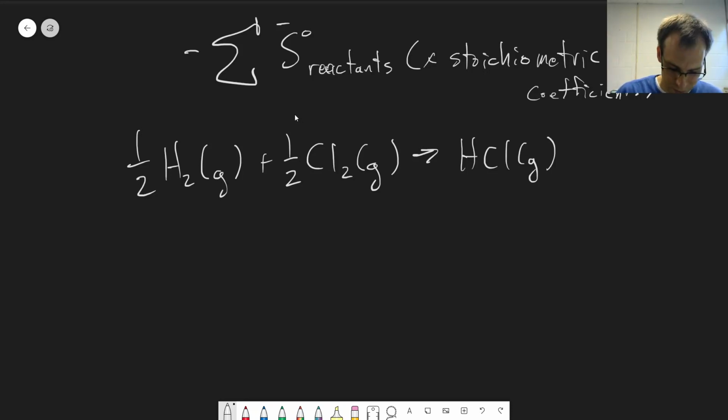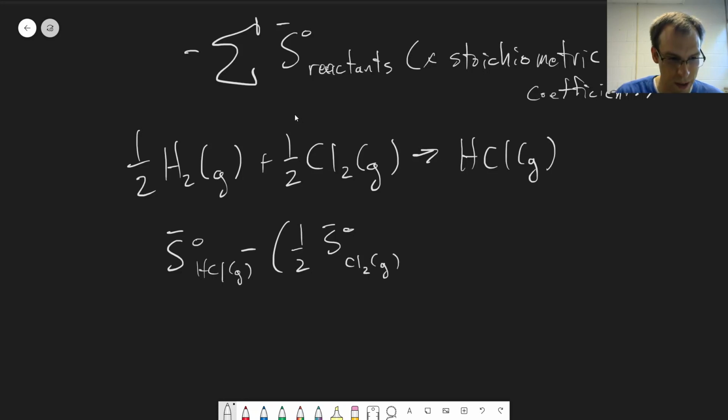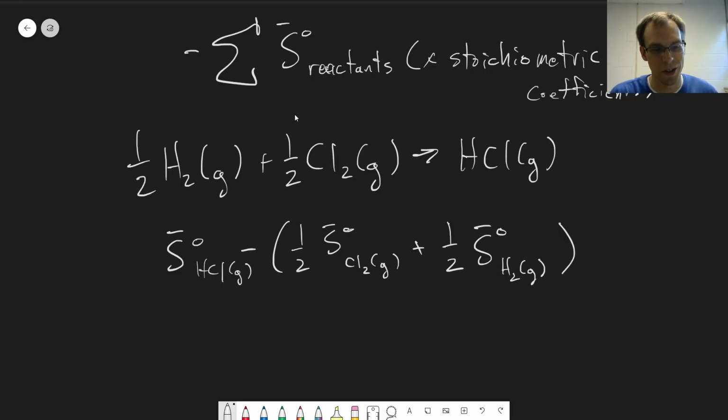But anyway, to find the entropy for this reaction, we need the absolute entropy of HCl minus 1/2 times the absolute entropy of Cl2 gas. And we do need the correct phases here. Plus 1/2 times the absolute entropy of H2 gas. And we don't have to remember that H2 and Cl2 are standard forms and therefore zero. They're not zero. You just look up the value in the table and you can do this. So this is delta S_r naught for the reaction.